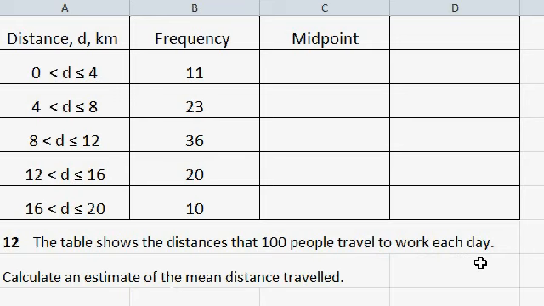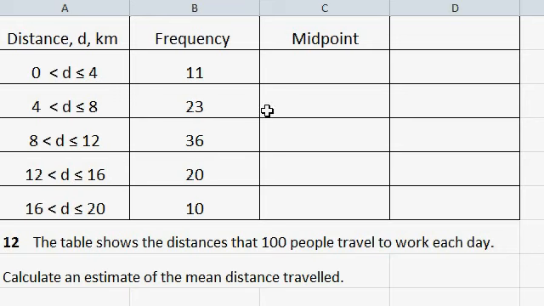Question 12. The table shows the distances that 100 people travel to work each day. Calculate an estimate of the mean distance traveled. Pause now, try to do this question and unpause to see how it's done.